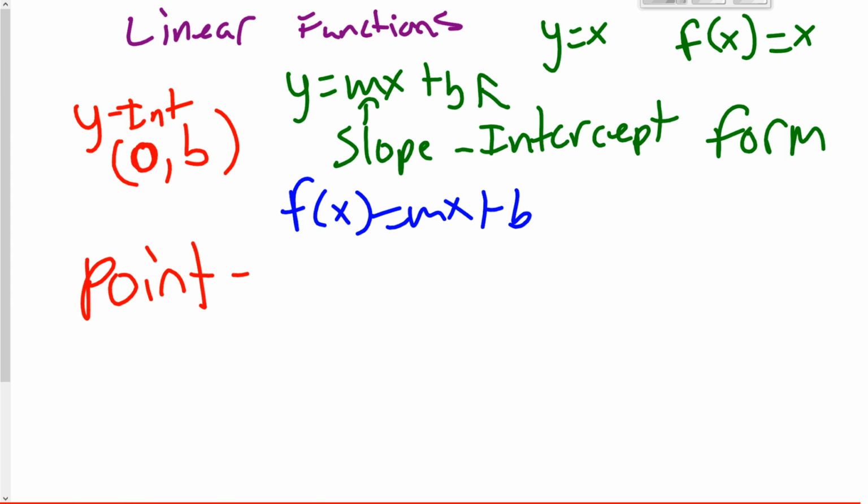Okay, the other form is point slope form. So what do you think we're given there? If slope intercept, we're given a slope and an intercept. What do you think we're given on point slope?